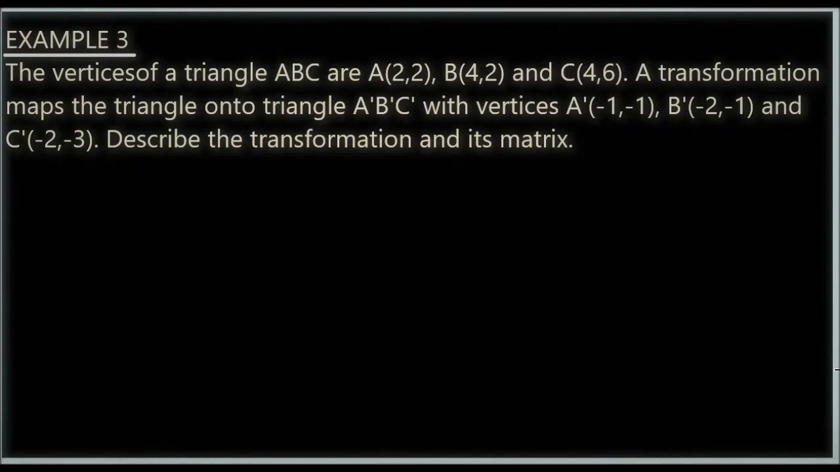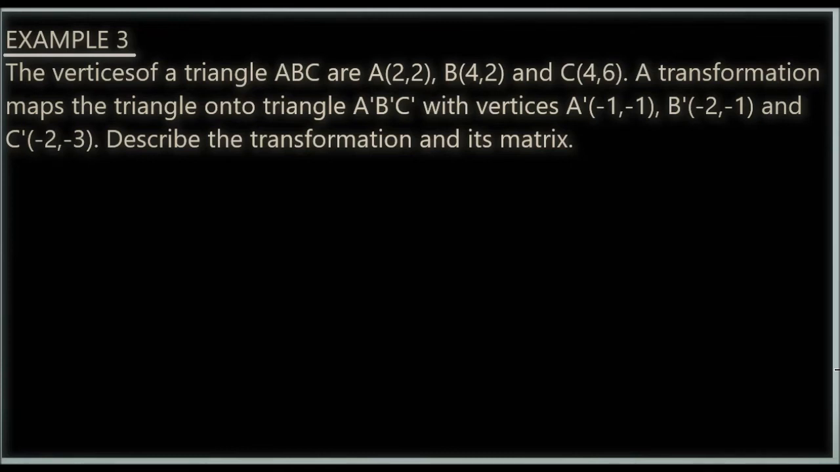In our example 3, the vertices of a triangle ABC are A(2, 2), B(4, 2), and C(4, 6). A transformation maps the triangle onto triangle A'B'C' with the vertices A'(-1, -1), B'(-2, -1), and C'(-2, -3). Describe the transformation and its matrix. So here what we need to do is to plot the two triangles, that is the object and the image, and look at them and see what kind of transformation it is.